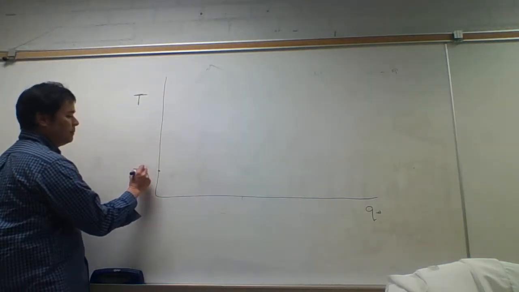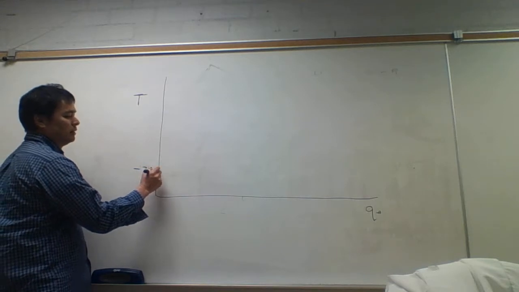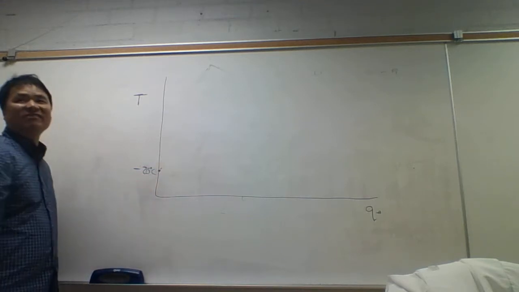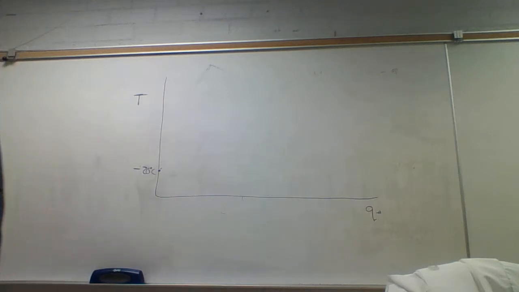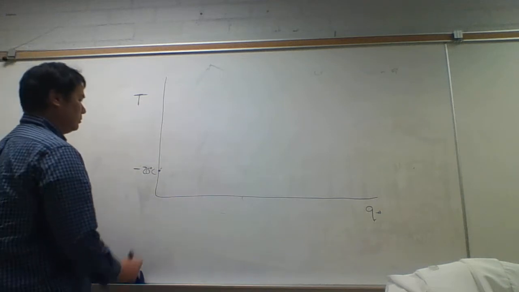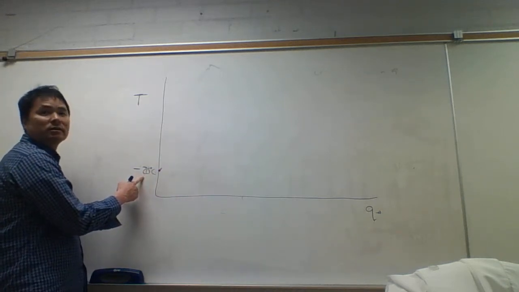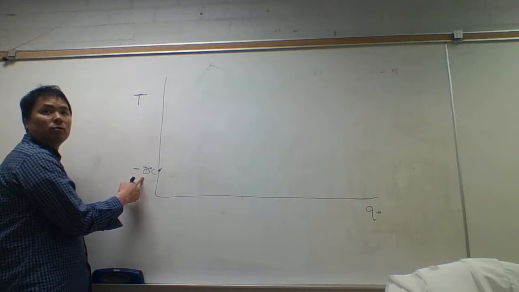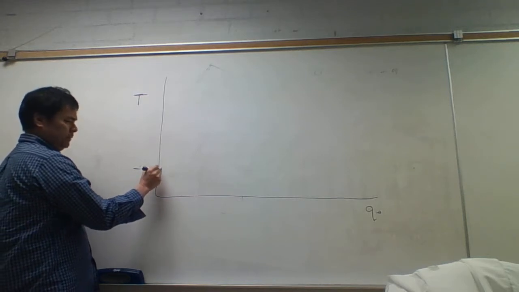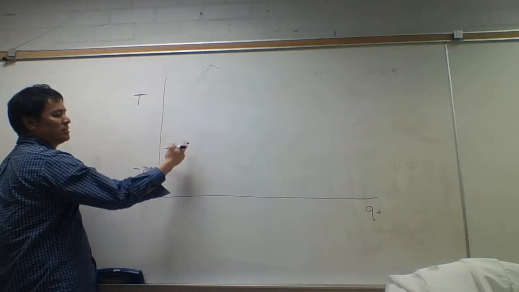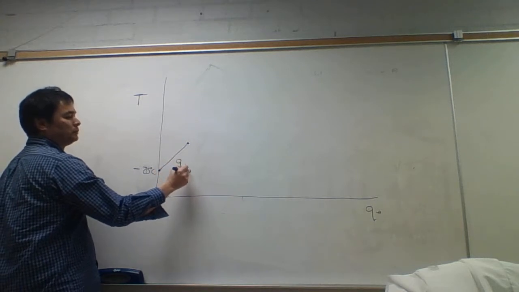So let's go maybe from minus 20 degrees C. I have some cold ice. When I add heat to that, what happens? Well, no, it doesn't start to melt. If I add heat to a block of ice at minus 20 degrees, it will warm up. What's the maximum temperature of ice? 0.